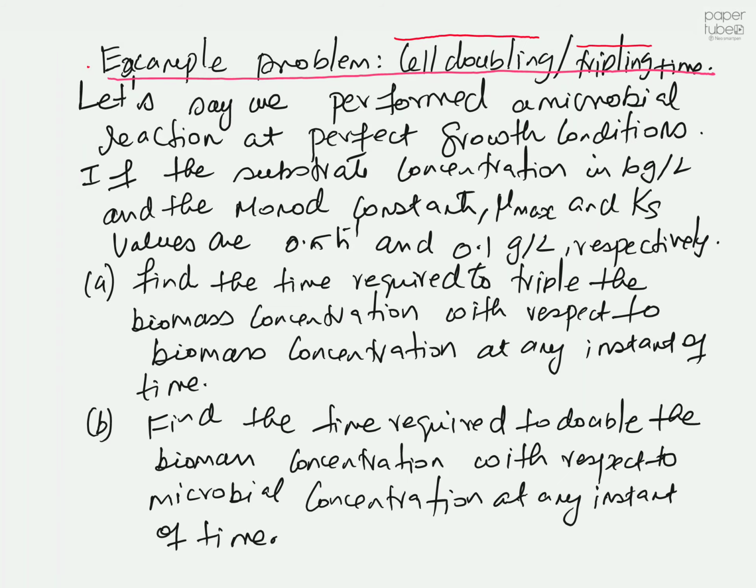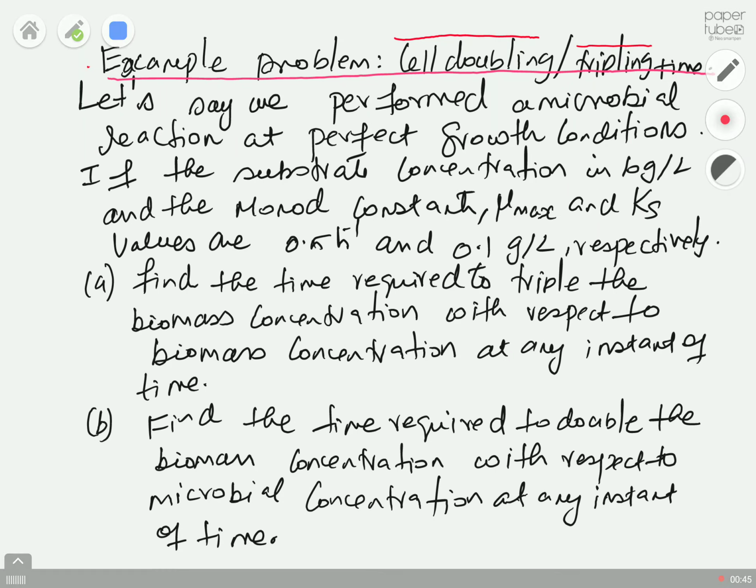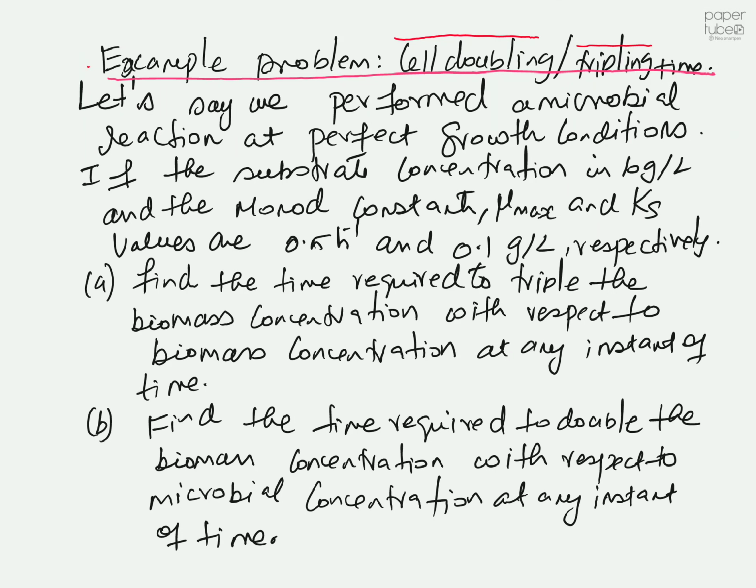So I'm going to read the problem. Let's say we perform a microbial reaction at perfect growth conditions. Try to follow my pen wherever I am drawing at the moment. I'm using red ink. The substrate concentration is 10 grams per liter, and the Monod constants, mu max, which is your maximum specific growth rate, and Ks values are 0.5 per hour and 0.1 grams per liter. So these two are your Monod constants.